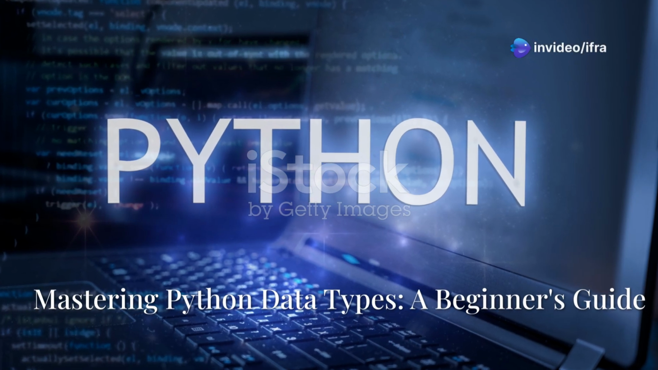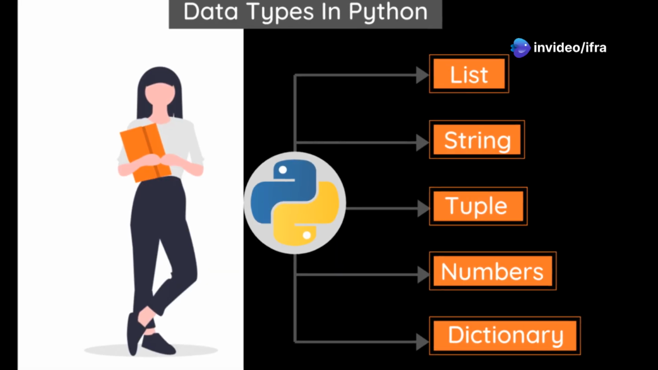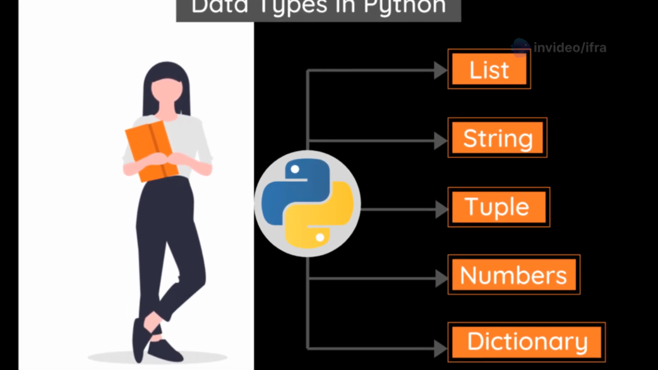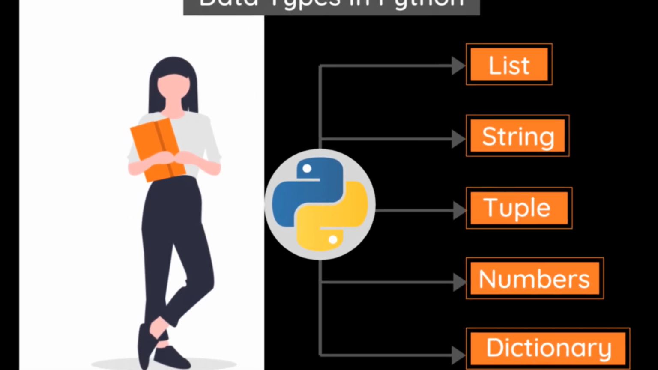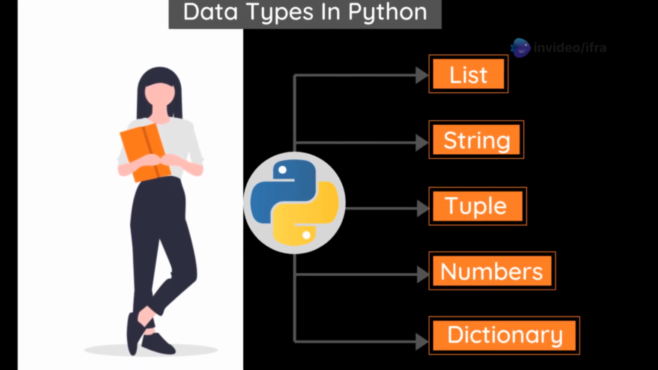Next, let's dive into a more advanced example where we'll work with multiple data types, including integers, floats, strings, booleans, lists, sets, tuples, and dictionaries. This will give you a better understanding of how Python handles different types of data.